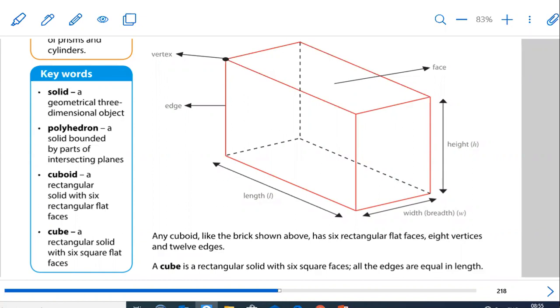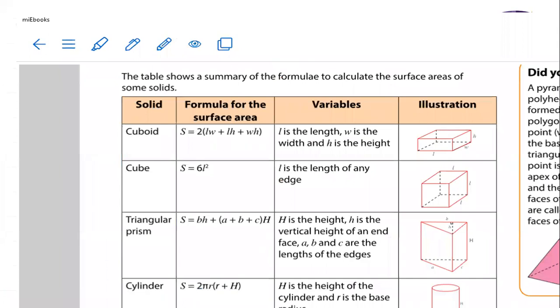And of course, all the edges there are equal in length. And the other thing that you need to do is to look at the measurements. When you are given measurements, you should be able to utilize those to calculate the surface area. By the way, the formulas for surface areas are given there, but you don't have to really memorize any of those, for the simple reason that you can just do the area of each and every face. And if you combine all of them, then those will give you the surface area.